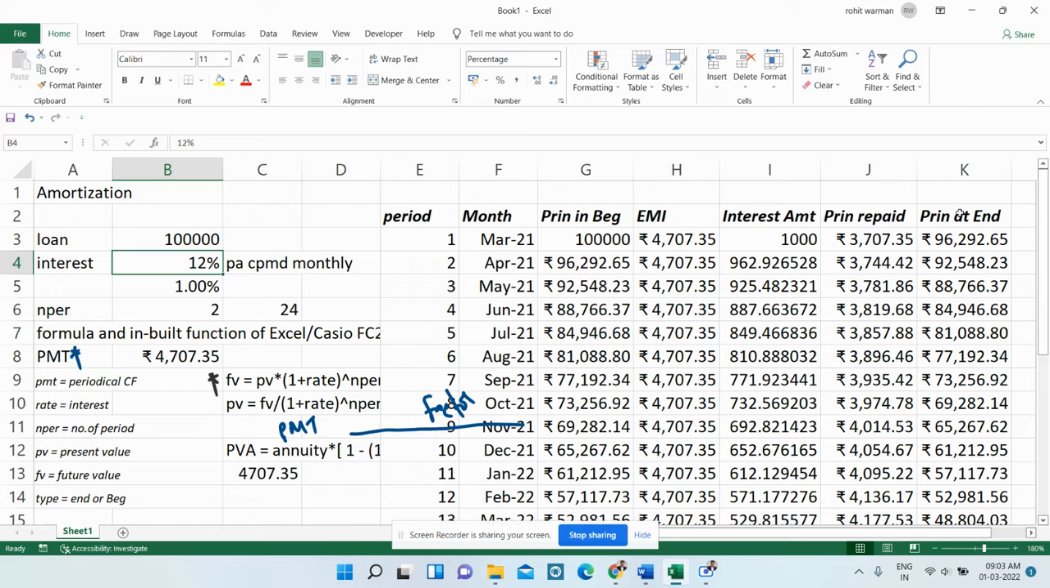Yes, Anirudh. Yes, so suppose if EMI is not paid, then there is a penalty actually. The penalty gets added to the next EMI. Exactly.